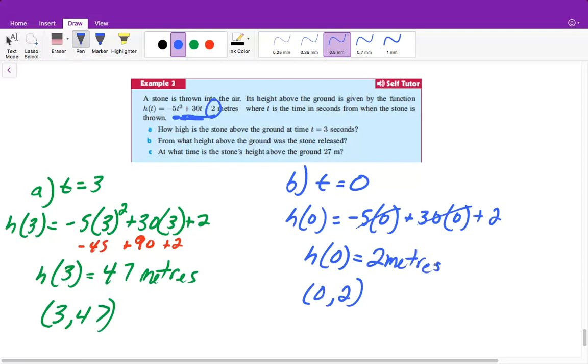So we can be standing on a low hill, or maybe just where the trajectory of your arm is, it's being released 2 meters above the ground. And then the last part is, at what time is the stone's height above the ground 27 meters?